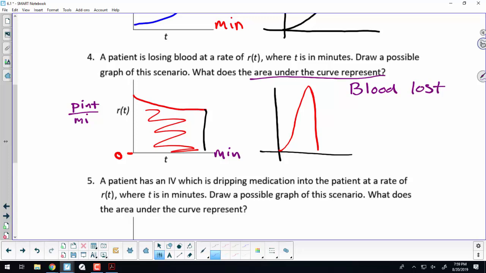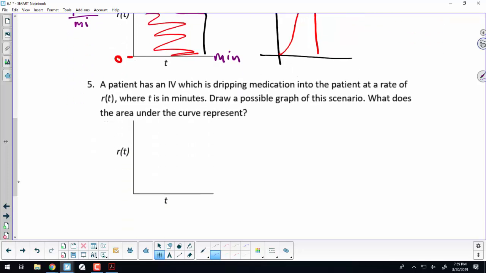All right. How about the IV? Anybody want to draw that? Or show me what you got? Wouldn't it just be a horizontal line? Okay. Like that? What do y'all think? Okay, so that just means you're getting an IV at a constant rate, probably the most accurate representation of how IVs are administered. And the area under the curve represents, yeah, the amount of medication into the patient.